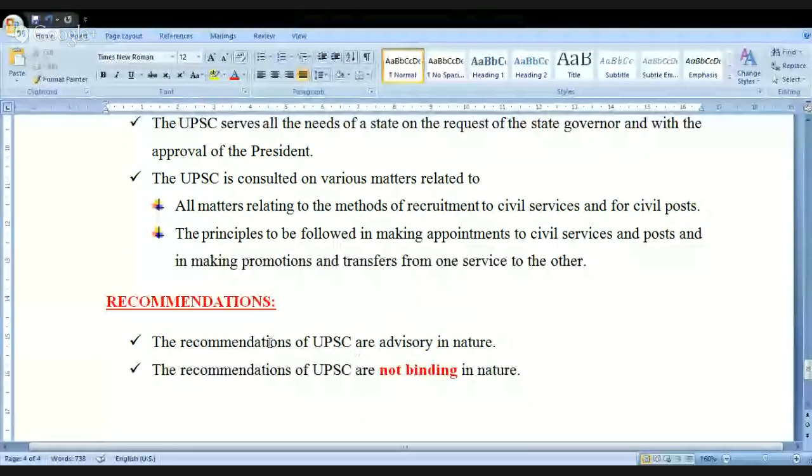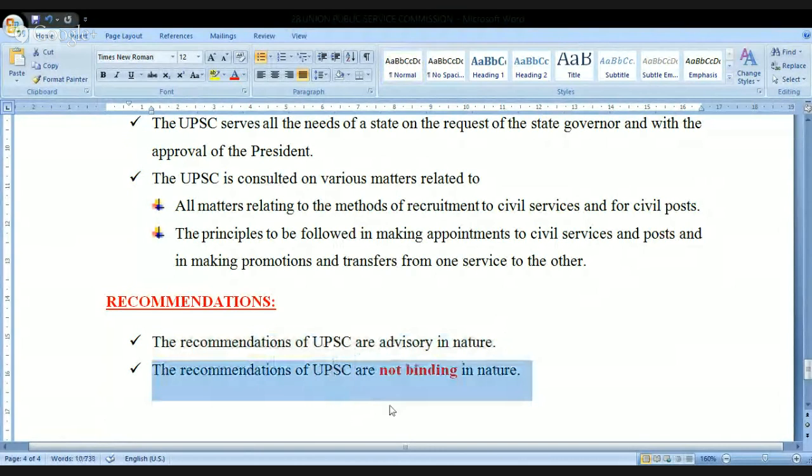UPSC will look at the performance reports of all the employees at the state level who belong to the Group 1 services, and accordingly it will recommend to the Government of India who should be appointed, who should be promoted from state service to the central services or to the All India services. So it is not just conducting the examination, but UPSC is also consulted on various particular issues. Last but not least, the recommendations of UPSC are advisory in nature. The recommendations of UPSC are not binding. Kindly remember this, very, very important. So these are the points related to the UPSC.